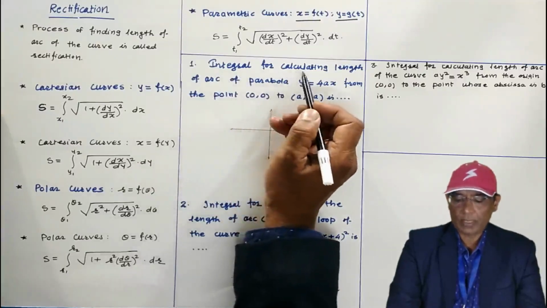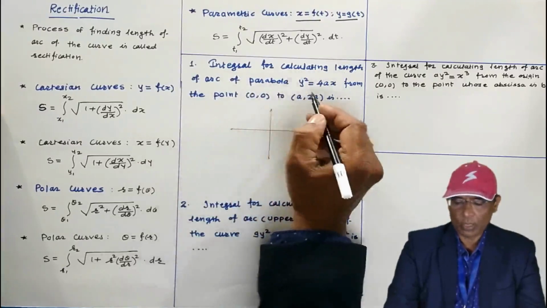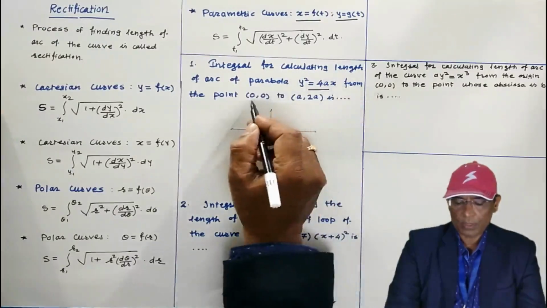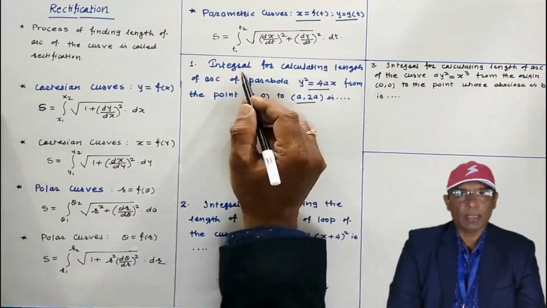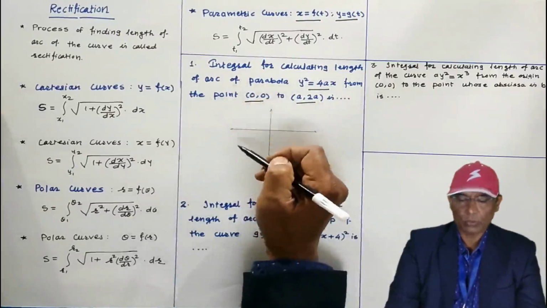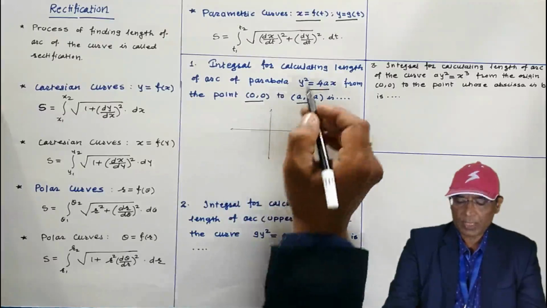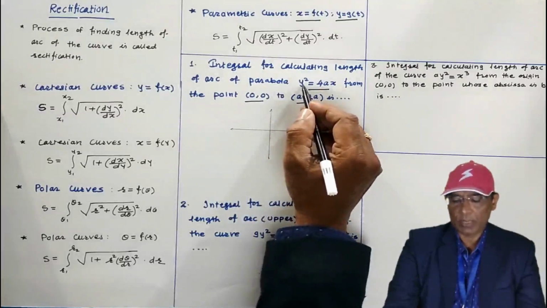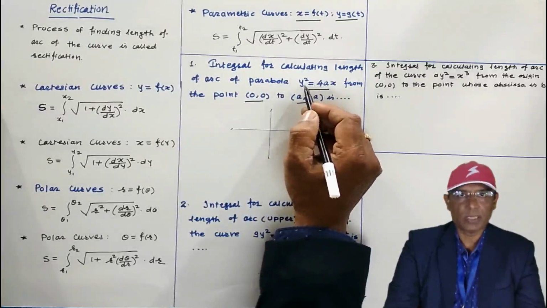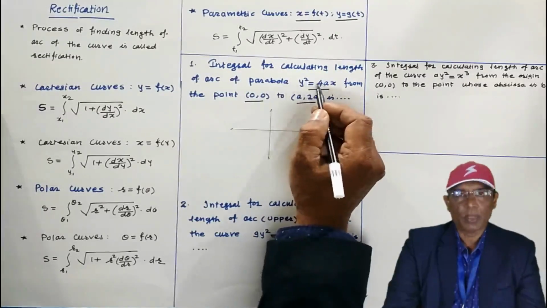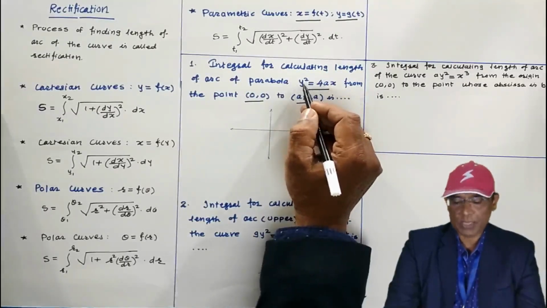The integral for calculating the length of arc of the parabola from the point (0, 0) to (a, 2a) is what? The length of arc of the curve I am not going to find out, only the integral I am going to write. Here this is the parabola. This parabola does not contain a free constant, therefore it passes through the origin. In curve tracing we have done this. In this parabola all even power terms in y are present, therefore it is symmetric about the x-axis.